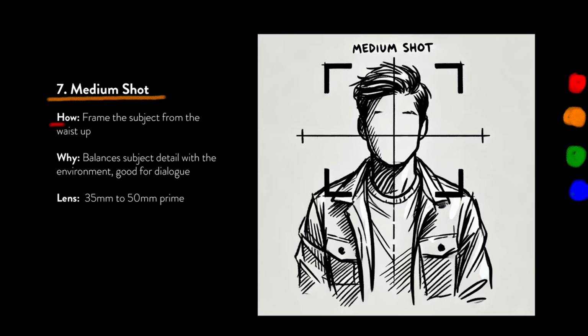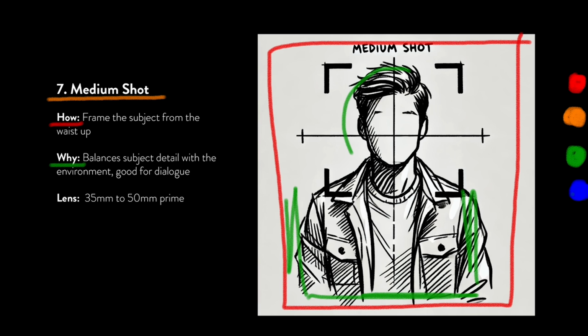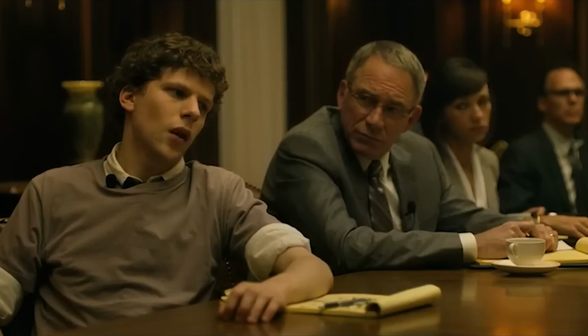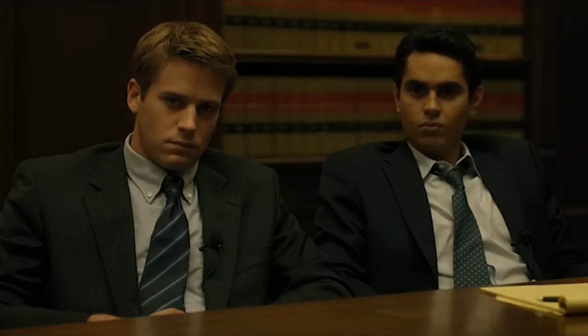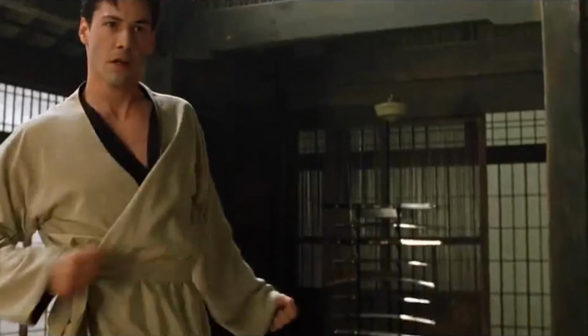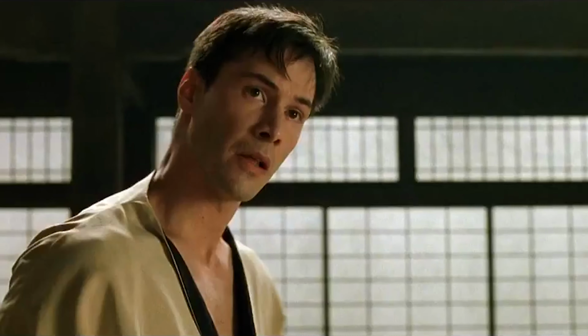Number 7, medium shot. Frame the subject from the waist up. The medium shot is good for dialogue because it shows part of the body and details of the facial expressions. Good lenses would be 35 to 50mm prime lenses. The Social Network uses medium shots to capture both body language and facial expressions. The action training scenes in The Matrix between Neo and Morpheus are mostly mid shots because you could see the action within their kung fu, but also the facial expressions.